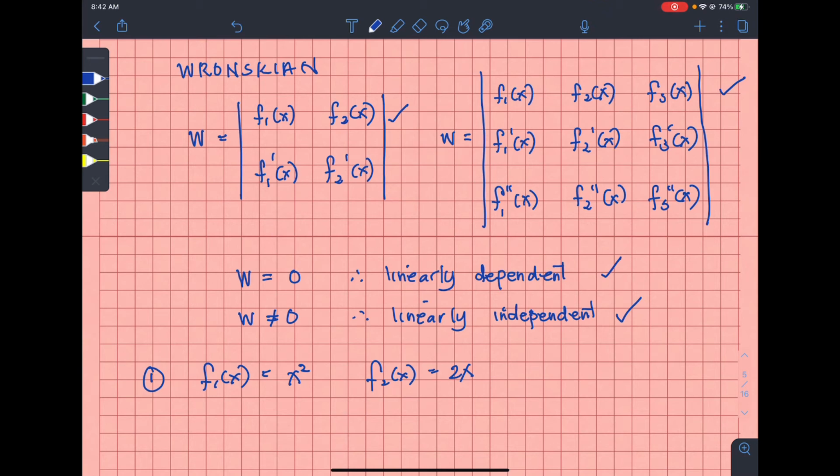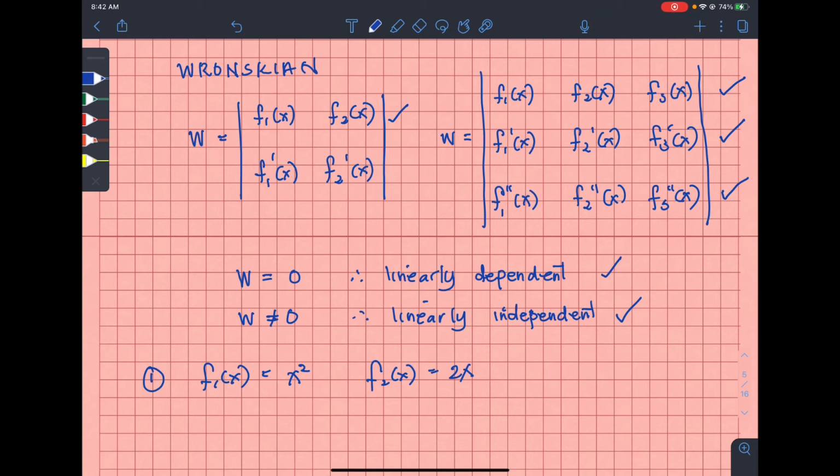But the given is only the first row. So how do we get the second row? How do we get the third row? By just deriving the equation, or by just deriving the solution. In this case, the second row will comprise the first derivative of the first solution and the first derivative of the second solution. If it is 3 by 3, the second row would be the first derivative, the third row will be the second derivative. And then we're just going to find the determinant.